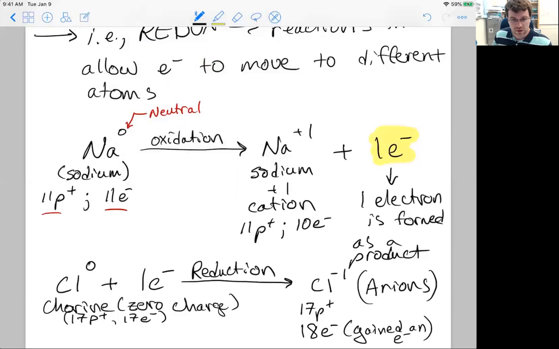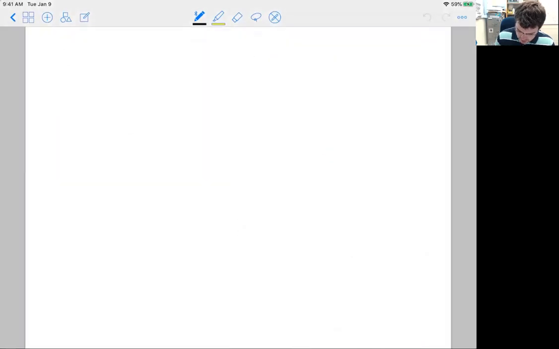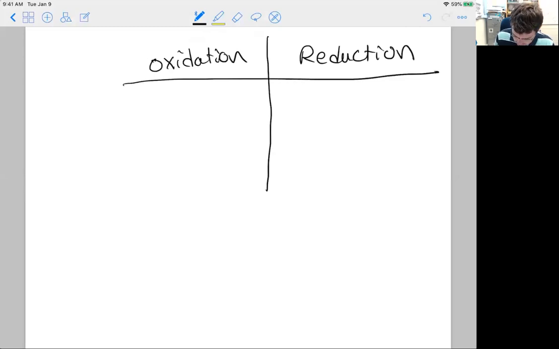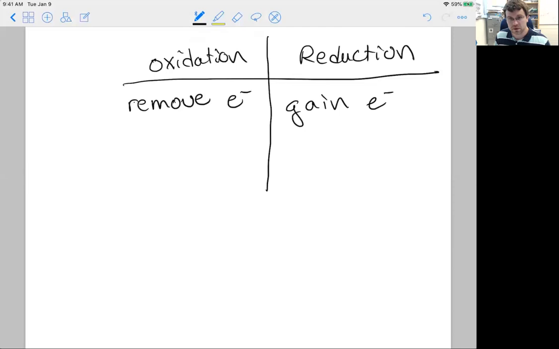Okay, so there's a general table that we can see forming here that's helpful to keep in mind. What I'm going to do is write the table this way. I'm going to have oxidation along the top and reduction along the top. Give myself plenty of space here. What we can do for an oxidation is we're going to remove electrons from atoms. And in reductions, we are going to put electrons into atoms, or atoms will gain electrons.